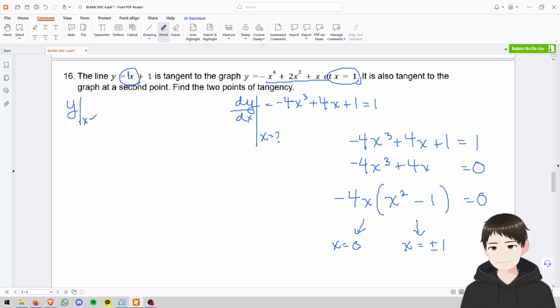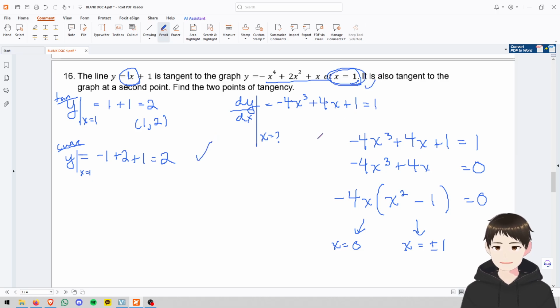When x equals 1, the point that's given would equal 1 plus 1. The point is 2. So 1, 2. Does that exist on my curve? Let's try it. So tangent and curve, y at x equals 1 is equal to negative 1 to the power 4 plus 2 plus 1. That is a 3 minus 2. That works. So I know that they were telling the truth. Let's try the 0.